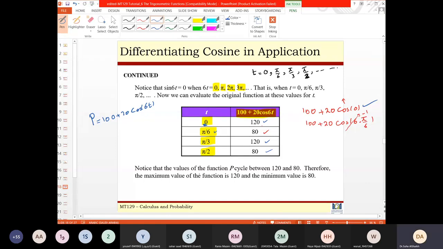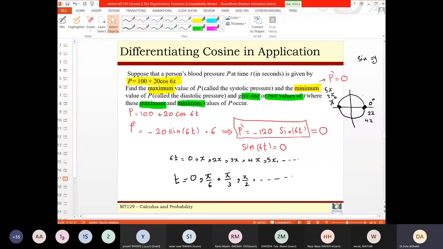I'm waiting in case anybody has a question. The value from here: we find b dash and let it equal 0. When we let it equal 0, that means the sine equals 0. So when does the sine equal 0? The sine, which is the y. So I have to check when the sine is 0.